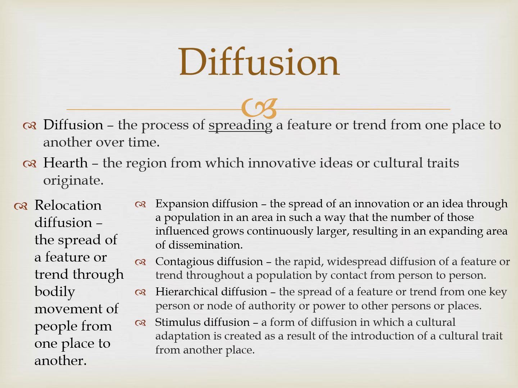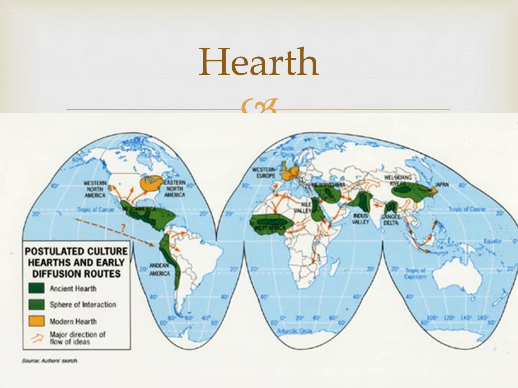People, ideas, and goods begin in one place called the hearth, which is the region from which innovative ideas or cultural traits originate. For example, these are considered the hearths of ancient culture, places in the Middle East, East and South Asia, Central America, and West Africa. And these ancient hearths of culture were also where agriculture and urbanization originated as well.